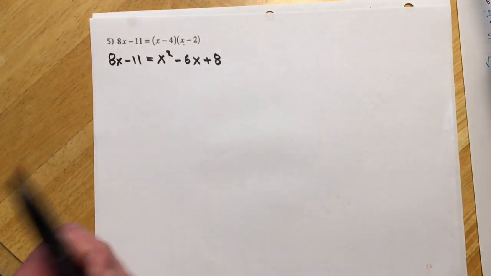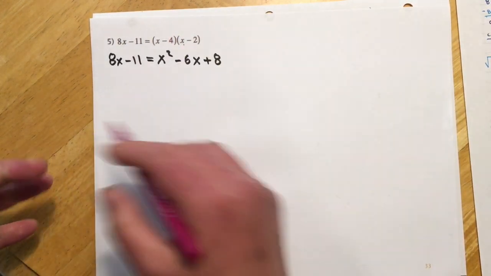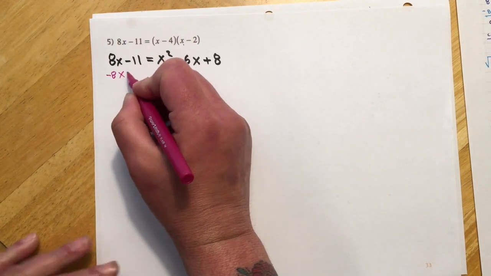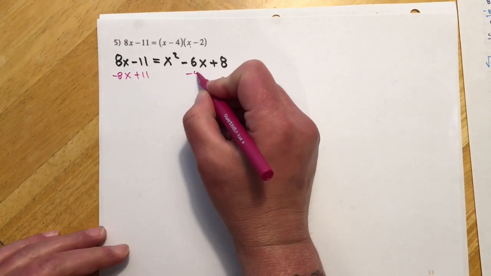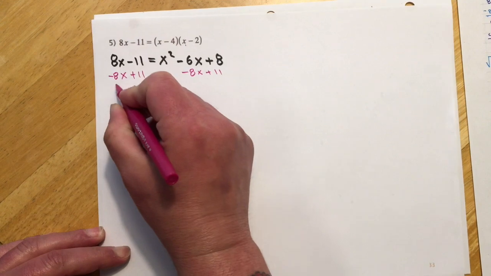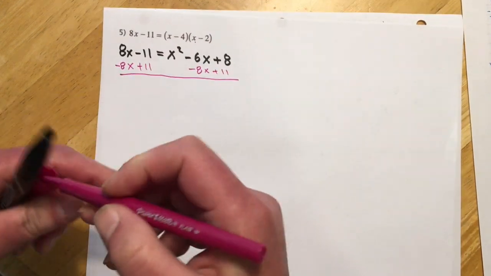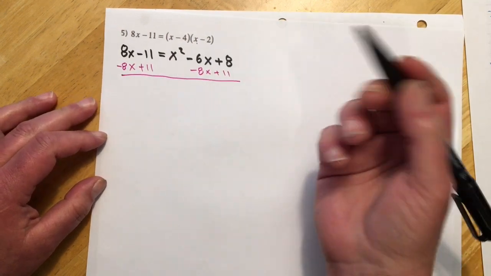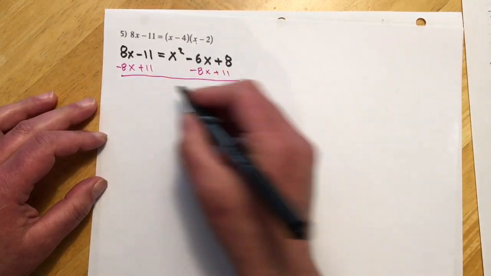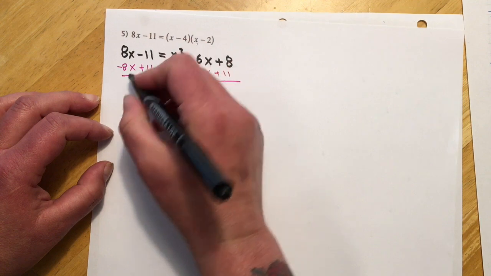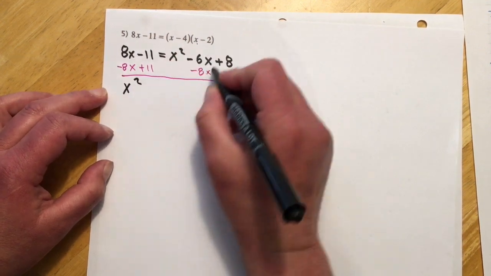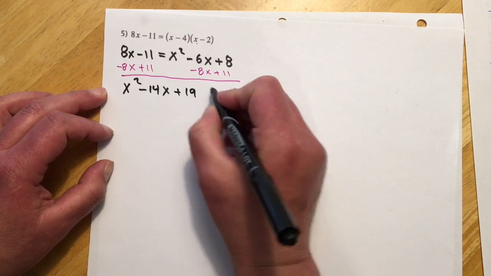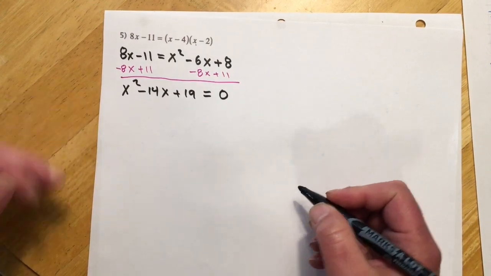And then from here I want to bring over the 8x and the 11 and get it to 0. So minus 8x plus 11, minus 8x plus 11. And I think I'm going to write the 0 on this side just because I'm used to the 0 being on the right. So these would cancel, and then I'm going to have x squared minus 14x plus 19 equals 0.